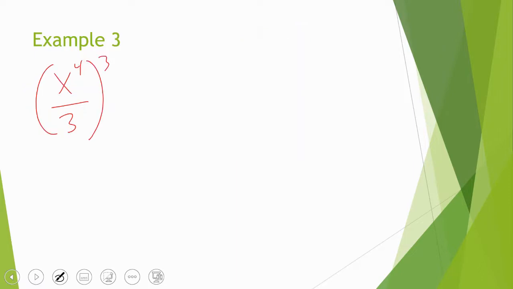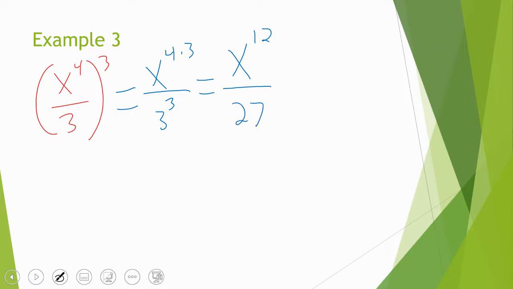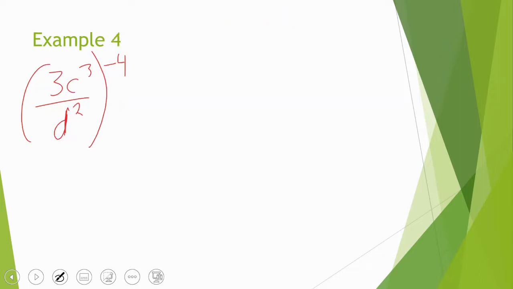Next one here, we have to sort of distribute that 3 all the way through. And so we have to simplify here. We're just saying x to the 4th times 3. And then down here, 3 to the 3rd. And we simplify whatever we can. On the top, 4 times 3, x to the 12th. And on the bottom, 3 to the 3rd, 27. Boom, that's it. Obviously, we can't simplify an x variable with a constant number, so that is simplified.